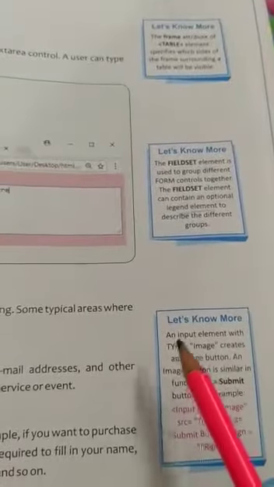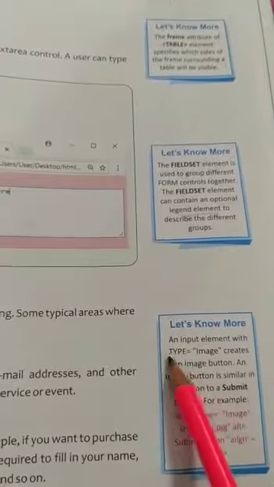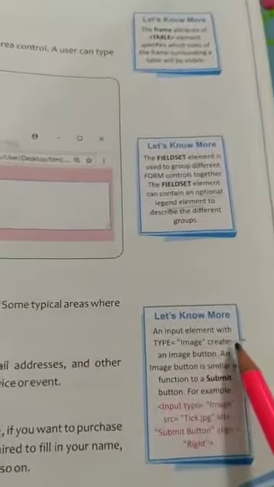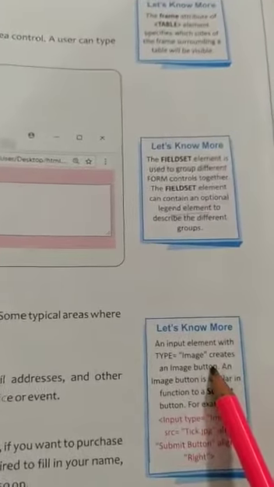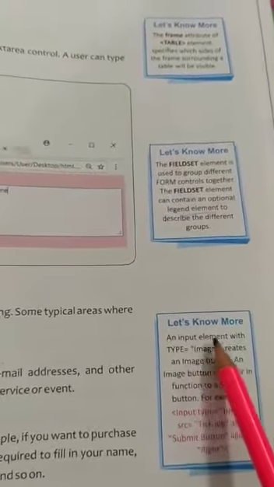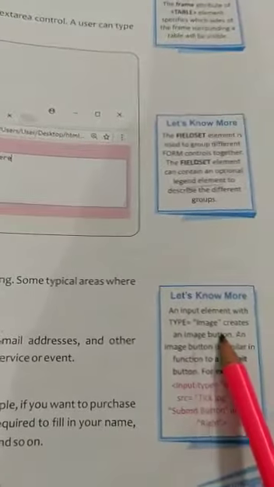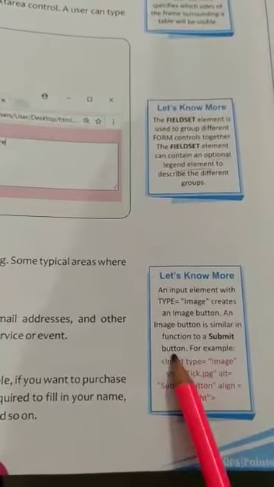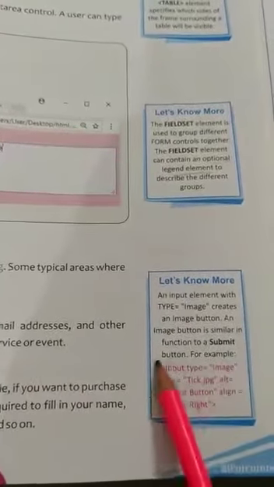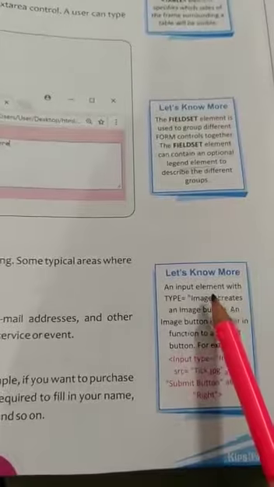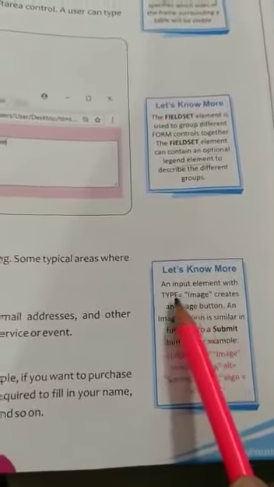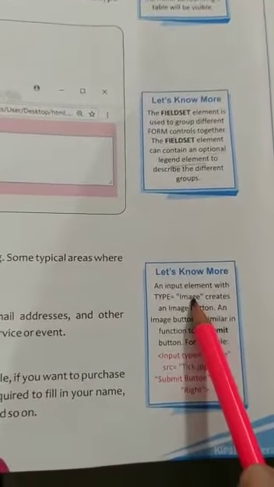Let's know more. An input element with type equals to image creates an image button. An image button is similar in function to a submit button. So in place of the submit button, you can also create an image button with the help of type equals to image.